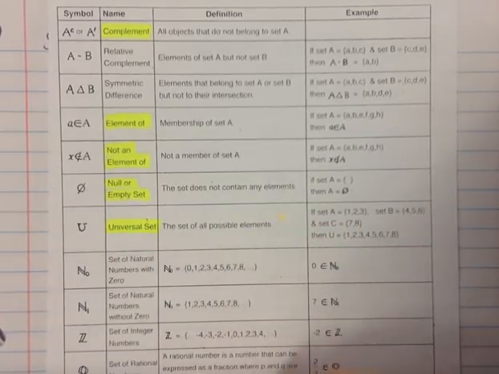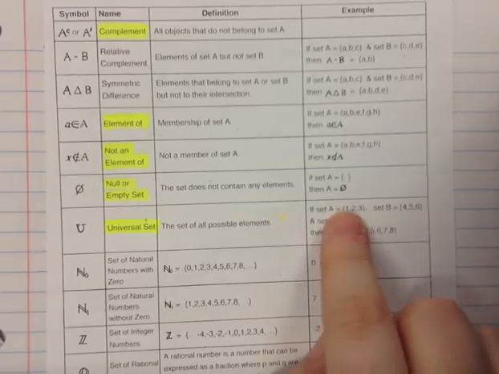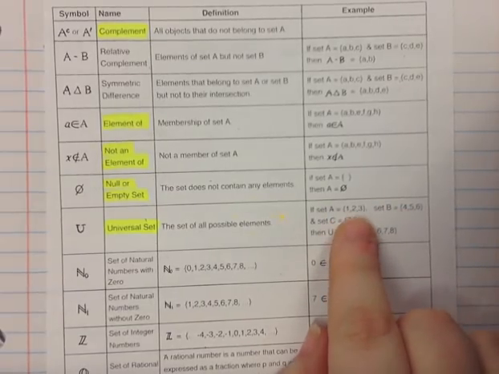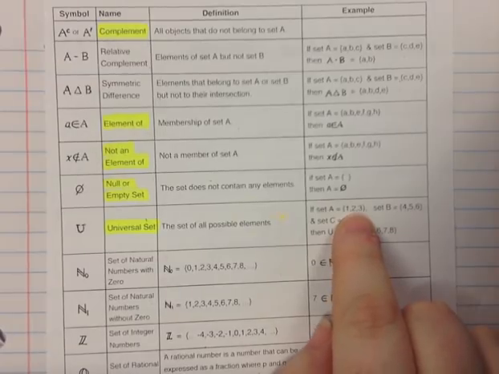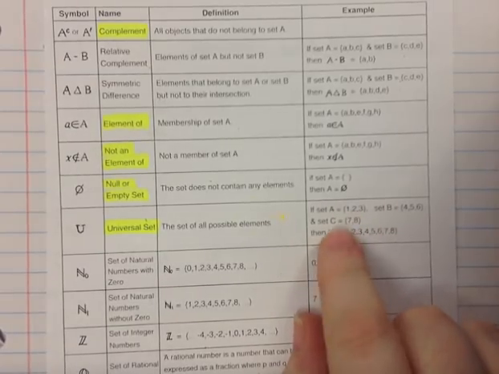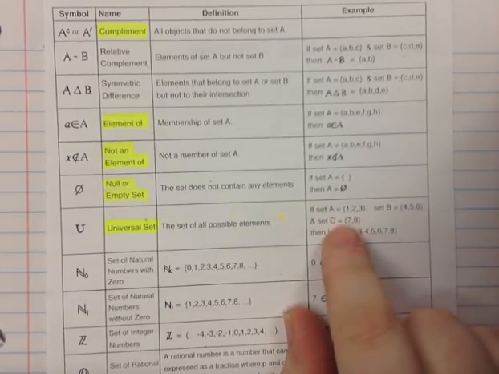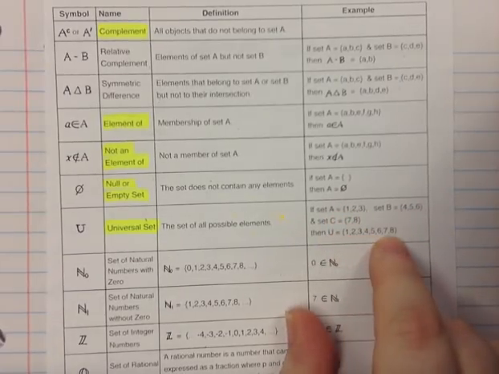The universal set is everything that is in any of these sets. Again, we only write the number once, so if it overlaps, we don't have to write it twice. So we put in the universal set the 1, 2, 3, 4, 5, 6, and the 7, 8. So all of these are in there.